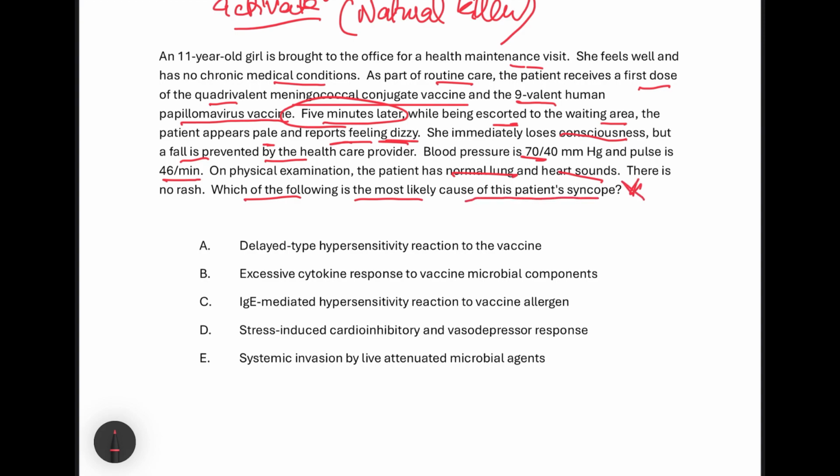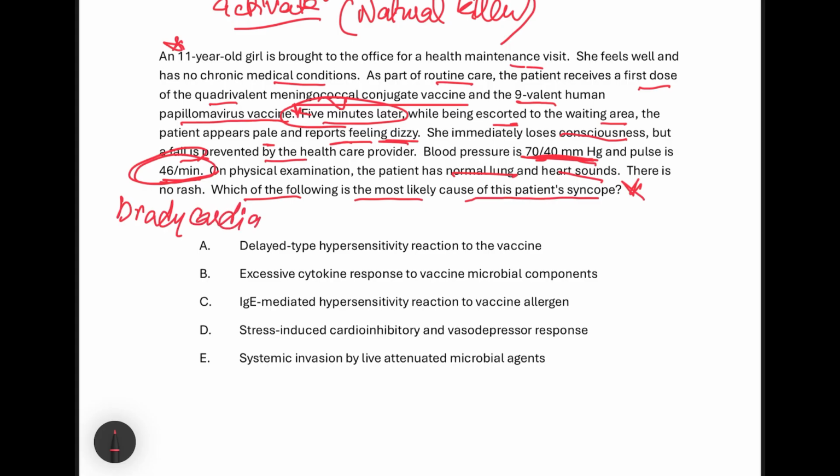When you start reading this question, you think, oh my god, it is an anaphylactic reaction because it is happening within minutes, with a decrease in blood pressure, feeling dizzy, unconsciousness. But guys, she is having bradycardia.